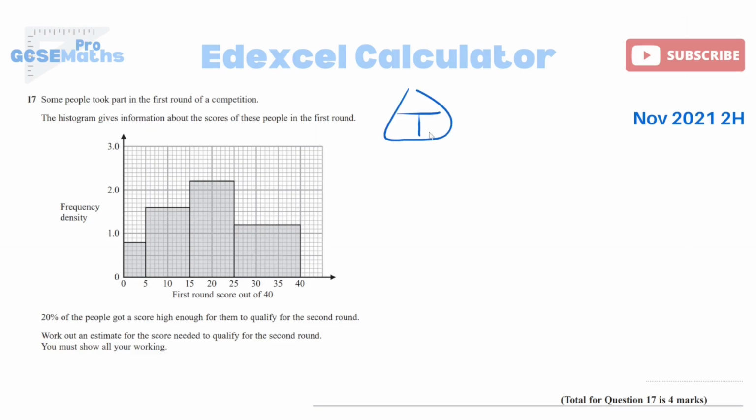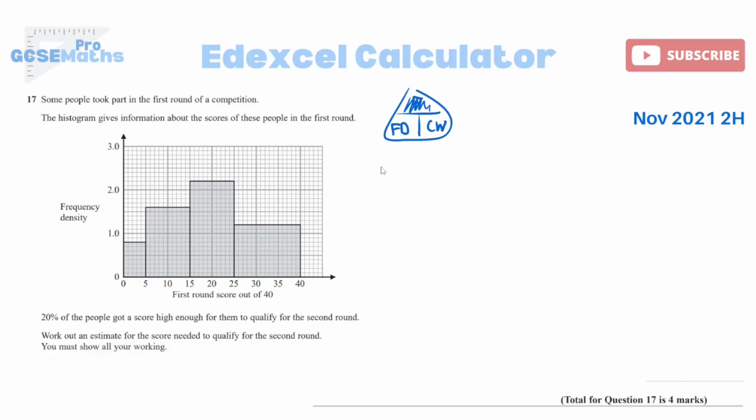For histograms, I like to use this formula triangle: frequency at the top, frequency density and class width at the bottom. I just remember it because frequency is the only single word, isn't it? And that goes at the top. The other two have both got 2 words. So I'm going to be looking to find the total frequency from my histogram, and then I'll work out 20% of it. So to work out the frequency, I obviously need to multiply the 2 axes together, frequency density and class width. So I do have to go through and do that for all 4 bars.